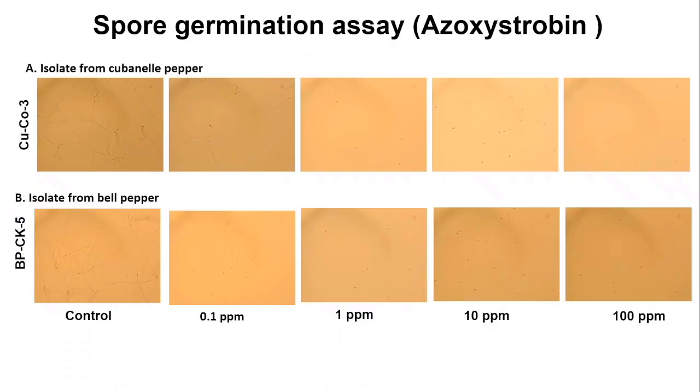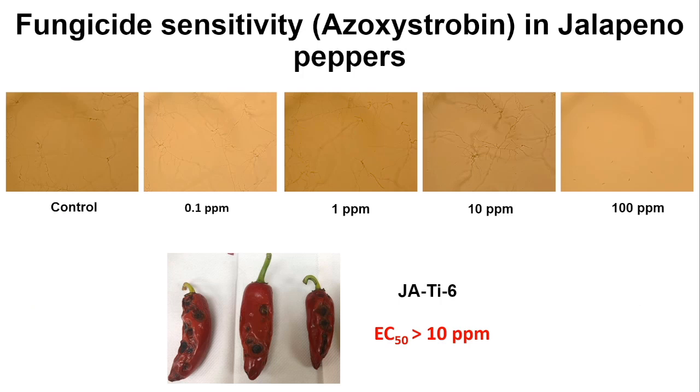Moving on, I do not know how well you can see, but we did fungicide sensitivity assays on Colletotrichum truncatum, gloeosporioides, acutatum, and so forth. We found that these isolates have higher EC50 values. Not all isolates, but the majority of the isolates have high EC50 values. What does it mean? It means your isolates are less sensitive to azoxystrobin. But not all isolates. This is in particular in jalapeno pepper. This particular isolate had a very high EC50 value at 10 ppm.